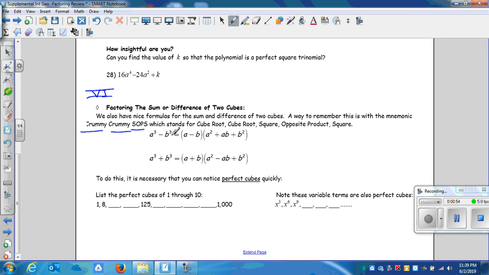So we have a cubed minus b cubed, and it says that when you factor it, you get a minus b, and then you get a trinomial, a squared plus ab plus b squared. So let's take a look at how that happens.